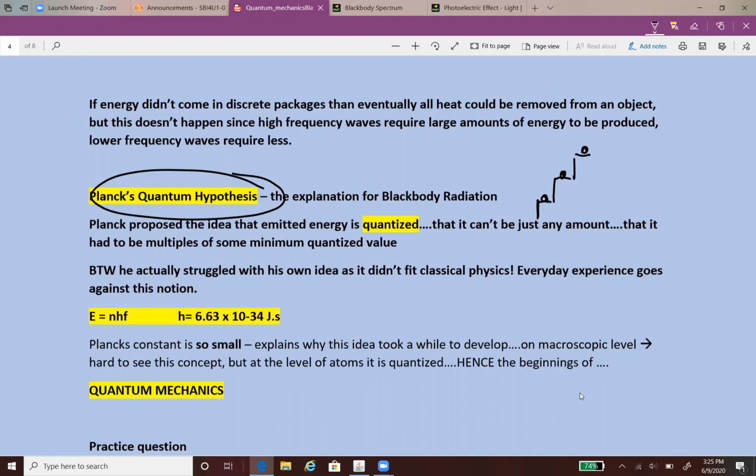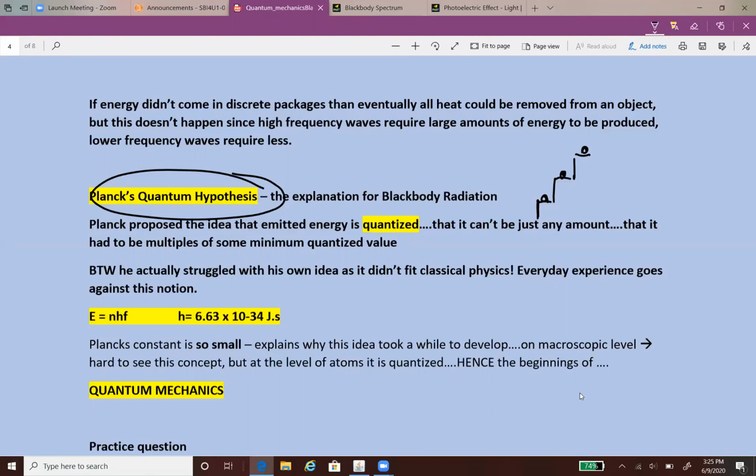Does anyone have any experience with quantized values in their everyday life? It's actually hard to think of one. I guess maybe we can say people are quantized. You can't have half a person. I guess that's true. You can't have half an organism. I guess that's true.